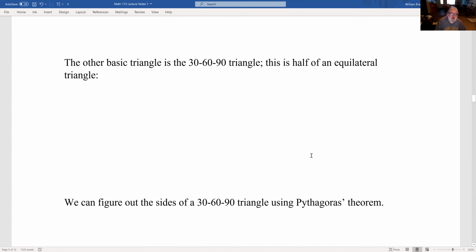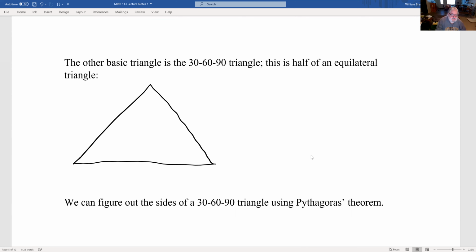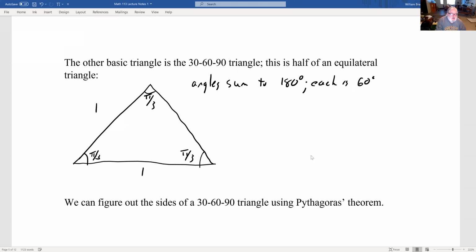30, 60, 90 triangle. Well, if you think about an equilateral triangle that's got all side lengths the same length and all angles the same, we know that the angles in a triangle add to 180 degrees. If I have 3 angles, each of which are the same size, and they add up to 180 degrees, so each is 180 over 3, which is 60 degrees. And 60 degrees is pi over 3. Pi over 3, pi over 3. So this is an equilateral triangle.